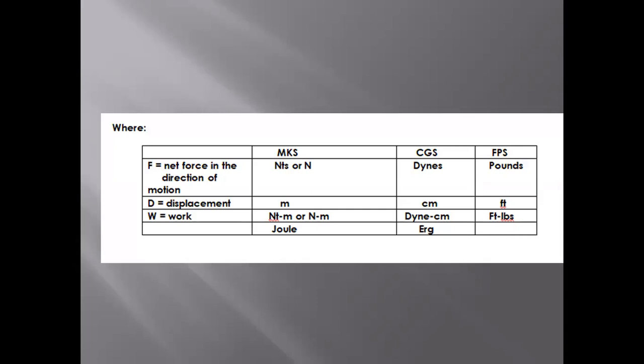Your force now is newtons in MKS or SI, dynes in CGS, and pounds for FPS. And then for the displacement, we have meter for MKS or SI, centimeter for CGS, and feet for FPS or English. Then we have your work here. Work is equal to 1 joule or 1 newton meter for MKS or SI, 1 erg or 1 dyne centimeter for CGS, and foot pound force for English or FPS.